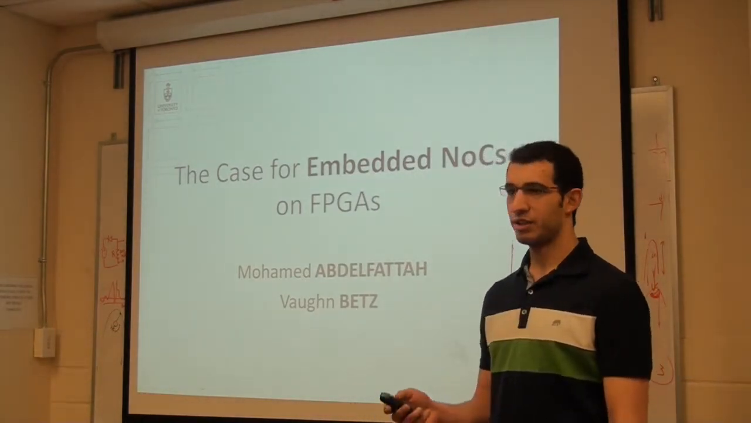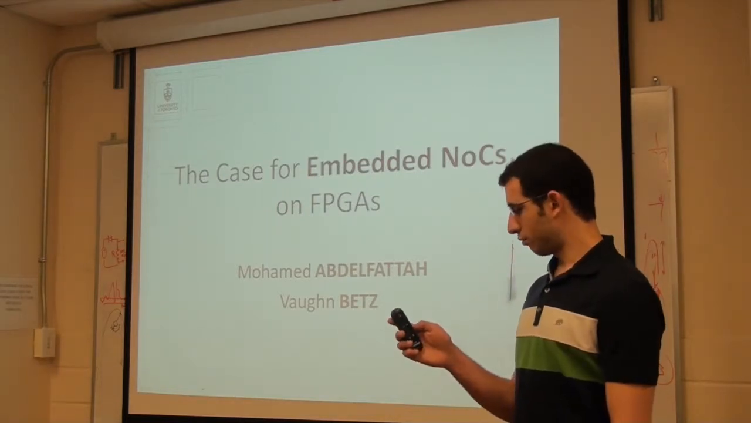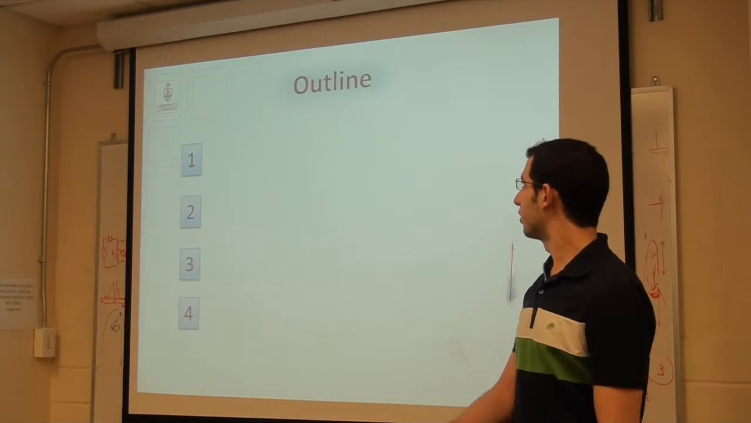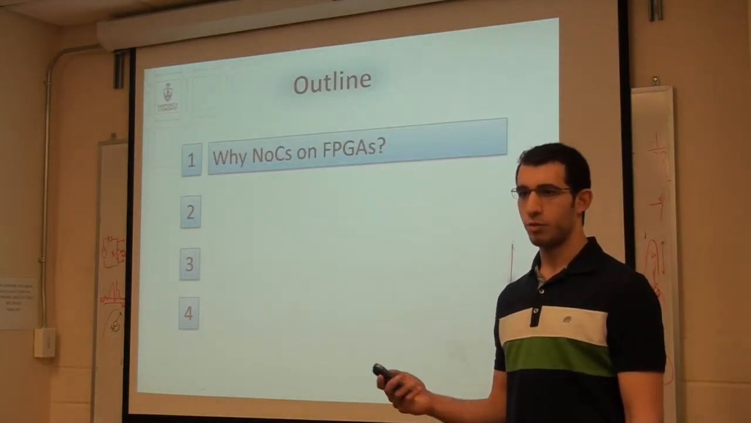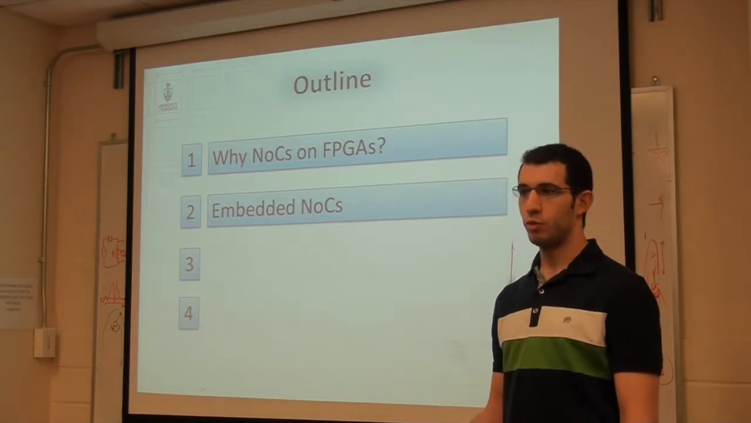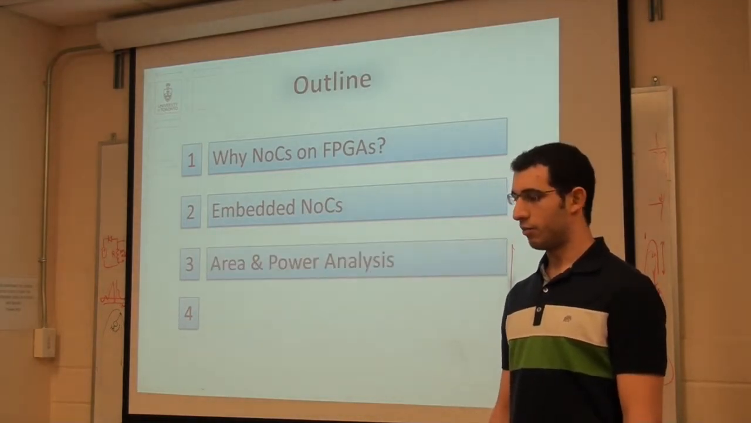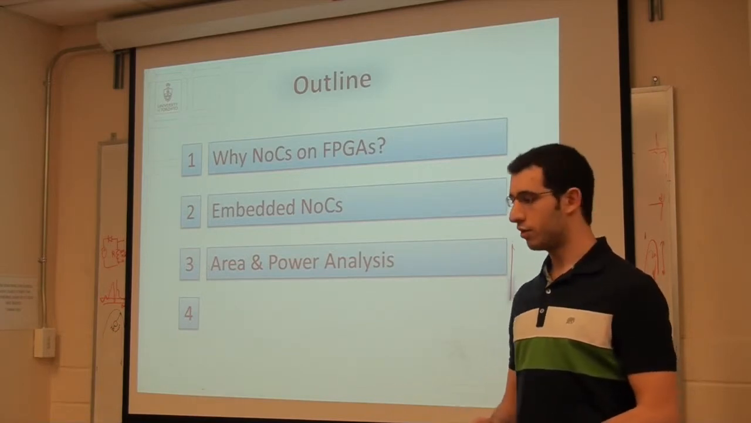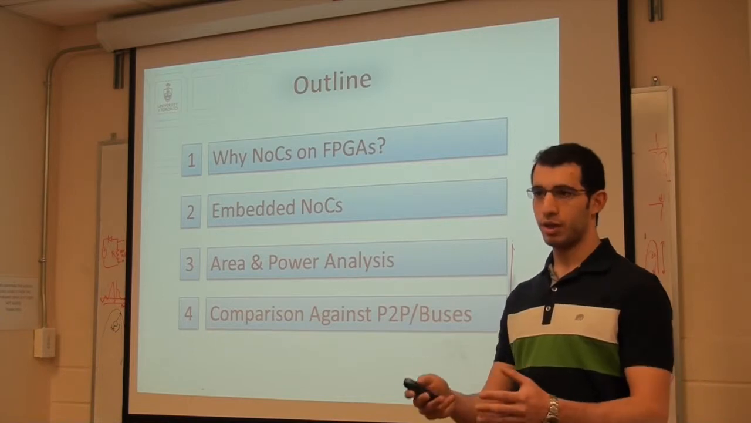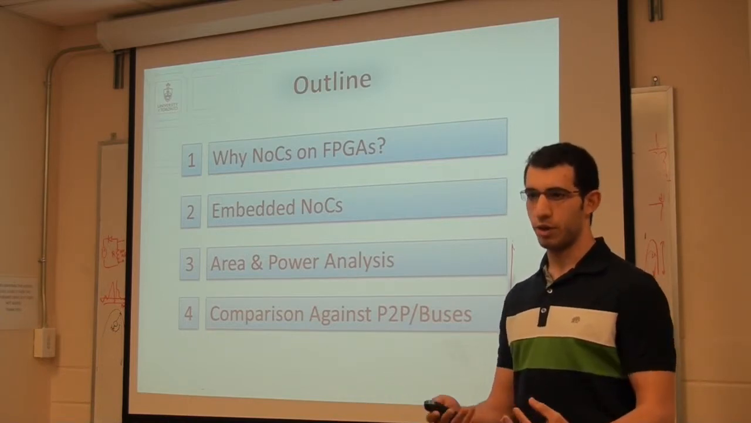I'll be presenting the case for embedded networks on chip for FPGAs. First I'll motivate why we're looking at networks on chip for FPGAs, and then I'll present two variants of the embedded NoCs that we've come up with. Then briefly I'll go over a high-level summary of the area and power analysis that we did. And finally I'll compare embedded networks on chip against point-to-point links and buses that are configured out of the FPGA.